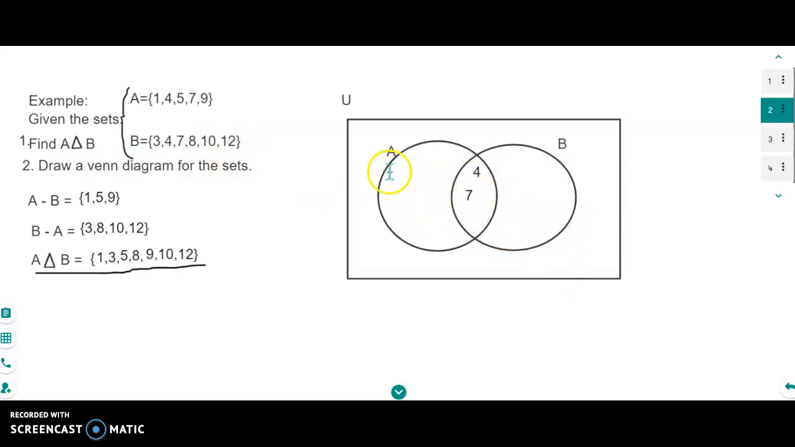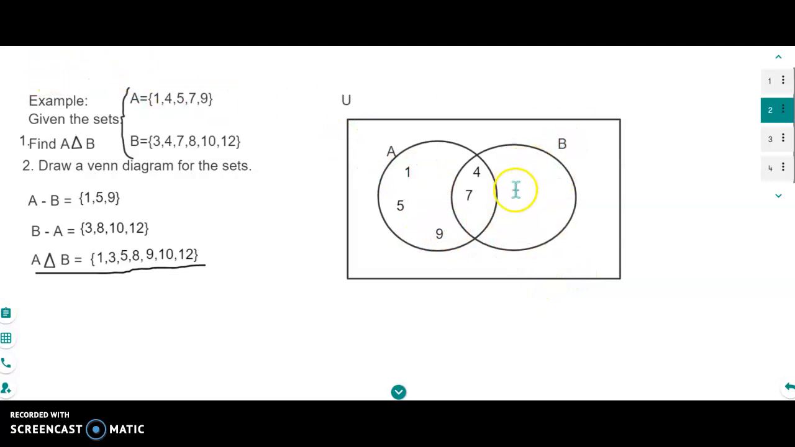Then the missing elements of A that are here, so we start looking. We have 1 that is not in the intersection. We already have 4 in the intersection. We go on with 5. 7 is also in the intersection. And 9 is not in the intersection, so it's also in A, all right?